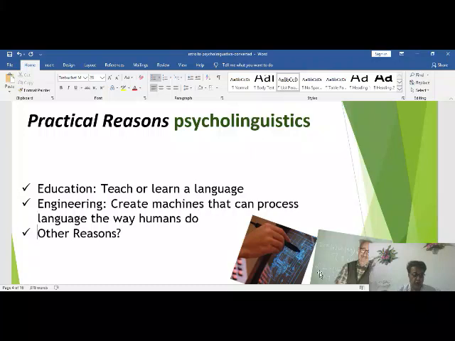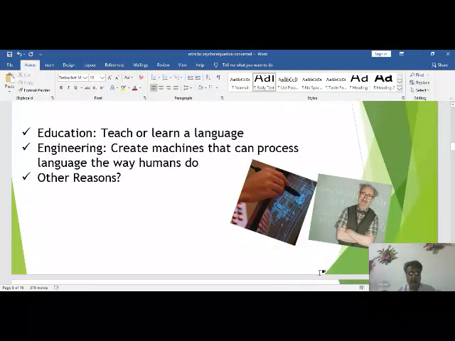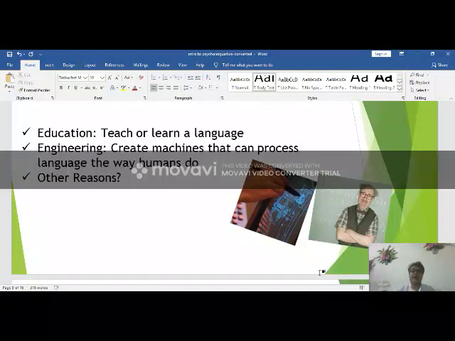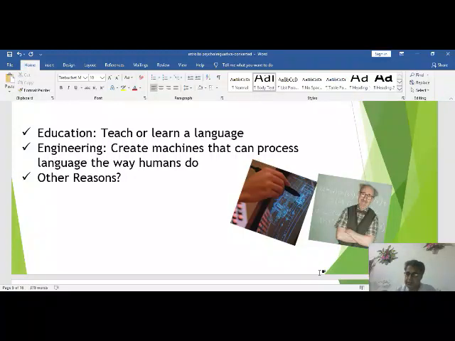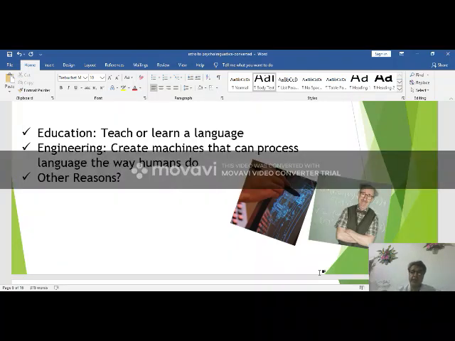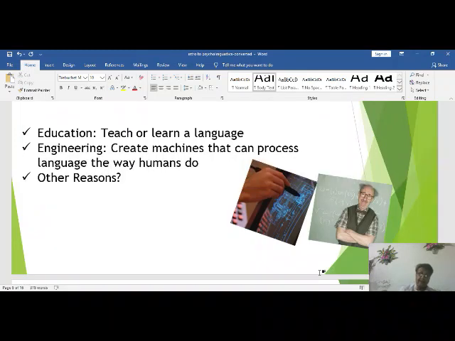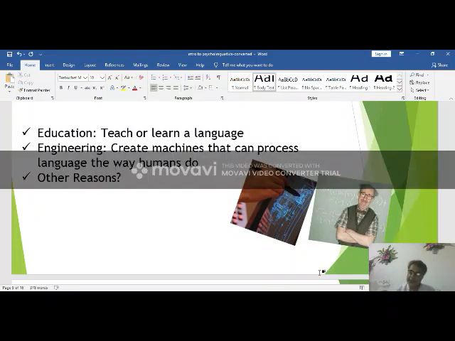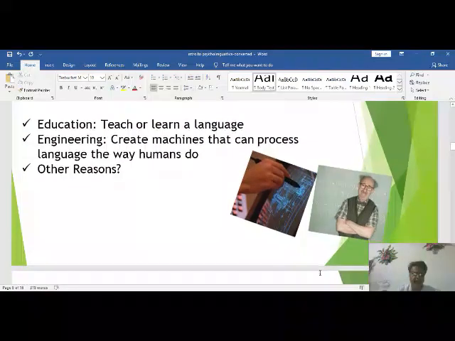And in engineering, you might be surprised to hear this. How do we need psycholinguistics in engineering? Yes, you need it over there. Particularly in computational linguistics, neural linguistics, and artificial intelligence, you need this field. When scientists and language engineers try to create a machine which can process language the way humans do, they certainly need the help of psycholinguists, because they know how language can be effectively learned and effectively inserted in machines. So we need psycholinguists there, and psycholinguistics helps these engineers. Some other reasons might be there, right?